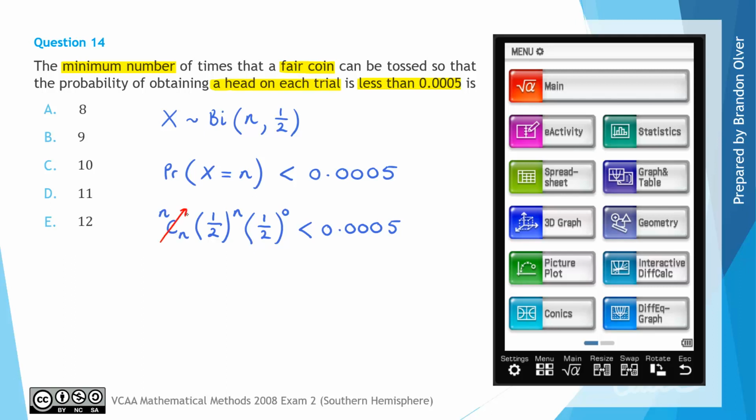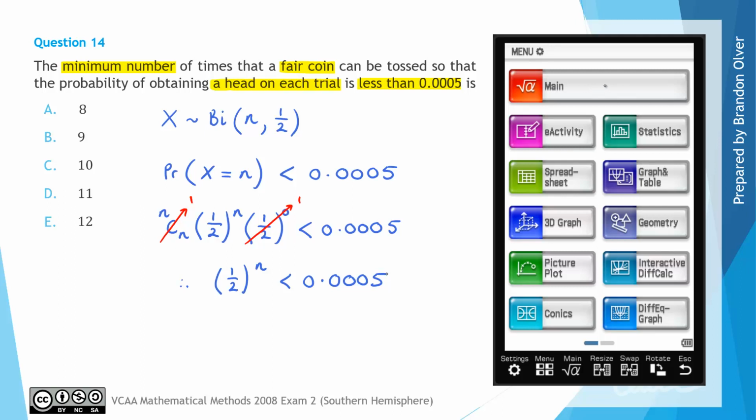And then if we simplify this before we use a calculator to help us answer this question, n choose n, that is 1, and 1/2 to the power of 0, or in fact anything to the power of 0 is simply 1. So on the left hand side we actually just have 1/2 to the power of n being less than 0.0005, and that's something the calculator can now help solve for us.